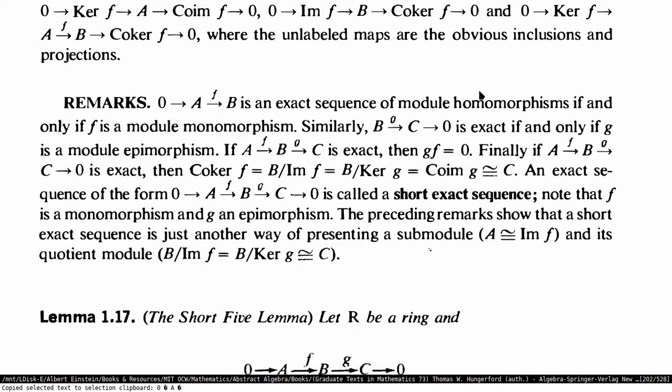And a few other trivial extensions of what we were saying. So you go from A to B with F, B to C with G, then to zero. If that is exact, then the co-kernel of this module homomorphism F is equal to B mod the image of F, which is equal to B mod the kernel of G, and that is the co-image of G. So essentially, if that works, then your co-kernel and your co-image are the same, and you have an isomorphism to C.